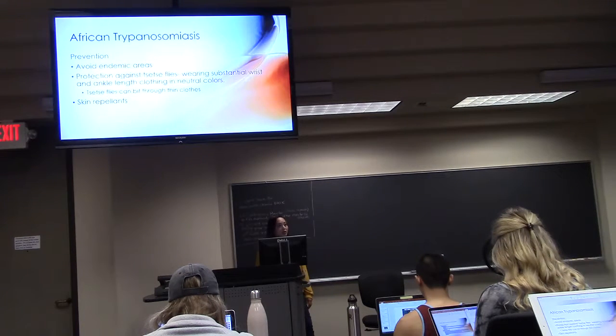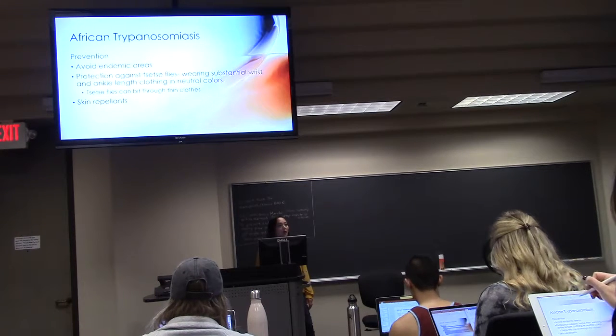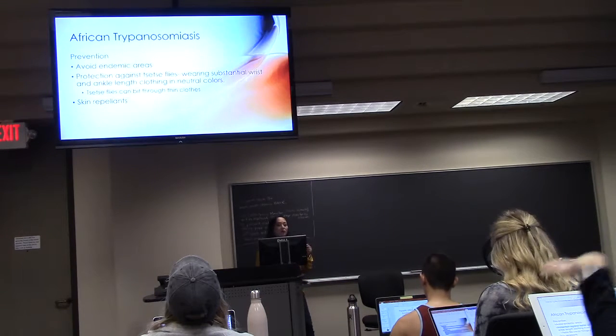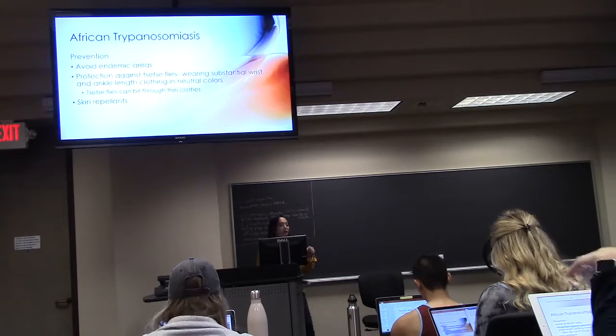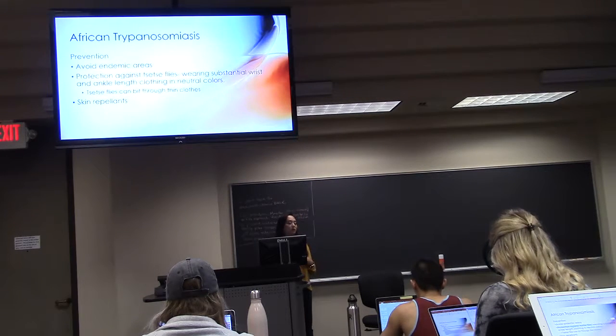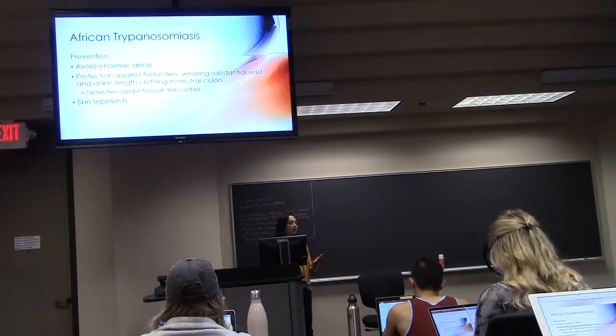So protection against the flies. You wear substantial wrist and ankle length clothing in neutral colors. What I mean by substantial is thicker clothing because they can bite through really thin clothing. So you're covered to the wrist, to the ankles, and then also using skin repellents. So it's basically the same type of things you would use for mosquito bites or anything like that when you're traveling.